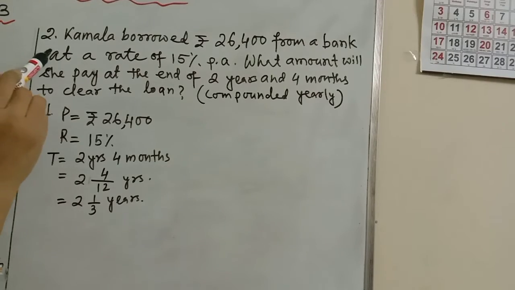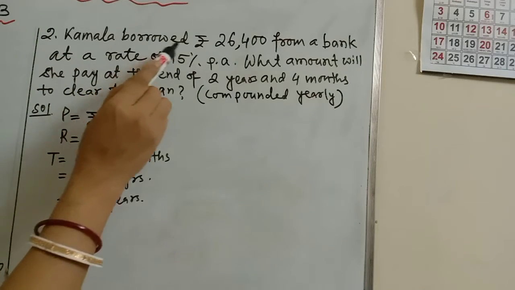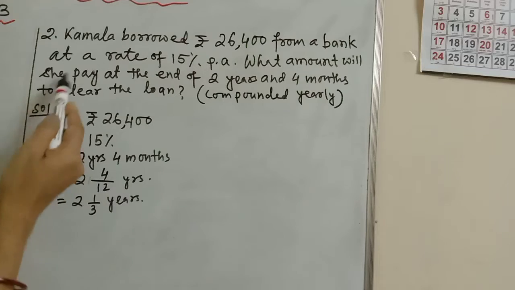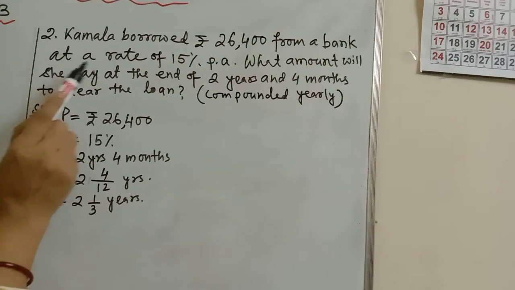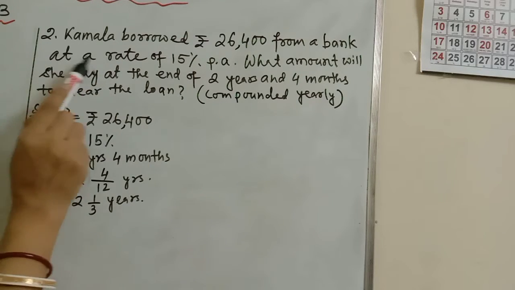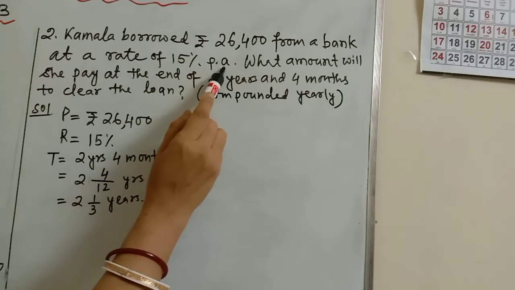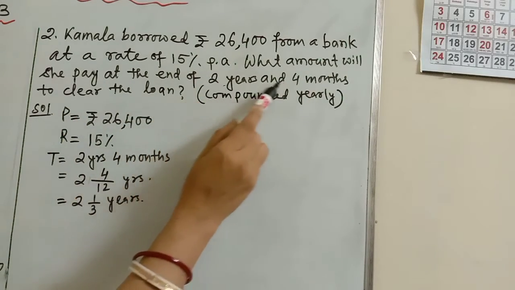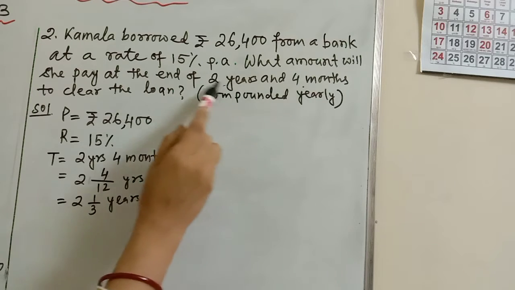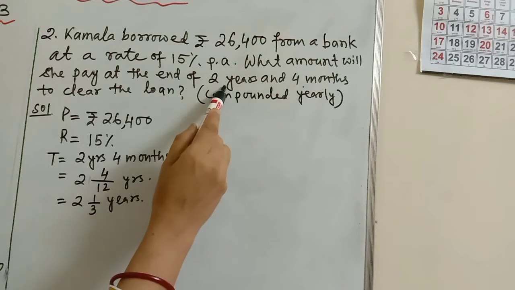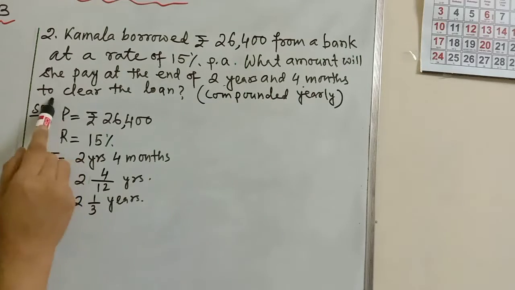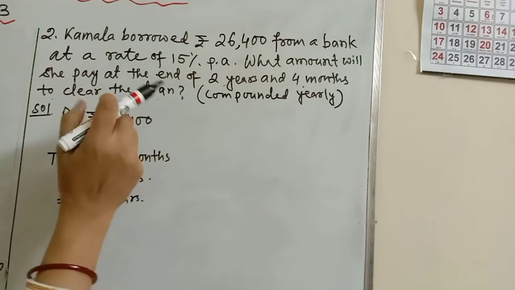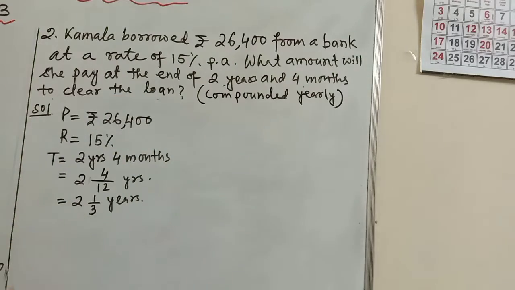Question number 2. Kamala borrowed rupees 26,400 from a bank to buy a scooter. I have not written that, it is in your book, you know. At a rate of 15% per annum, what amount will she pay at the end of 2 years and 4 months to clear the loan, when the interest is compounded yearly?